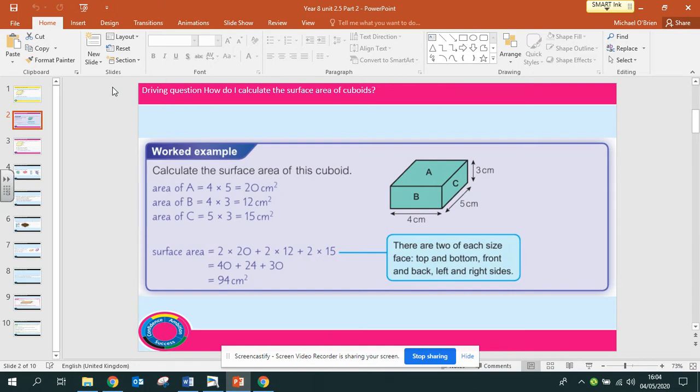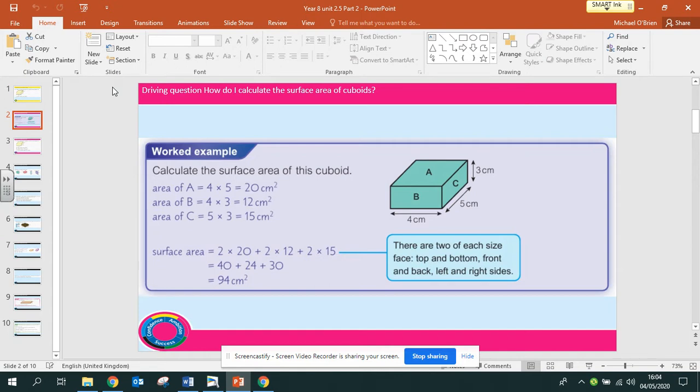Similarly, B is the front view. Once again, there are two. You've got the front and the back, and they're going to be identical. And finally, we have C, which is the side elevation. And once again, there are two sides. And both of those are going to be identical.